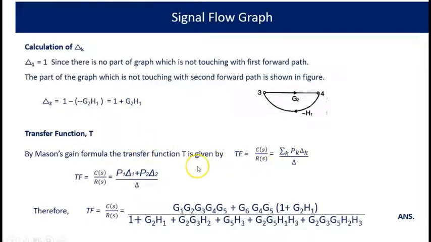Therefore, the transfer function with 2 forward paths is P1 delta 1 plus P2 delta 2 by delta. And substitute all the values. That will be the answer. Thank you.